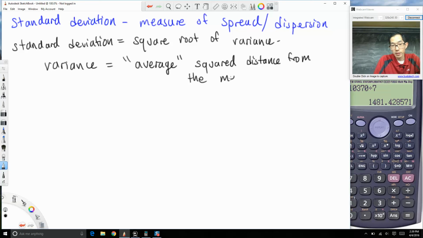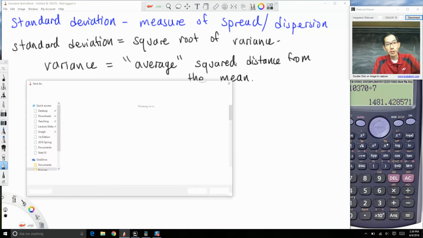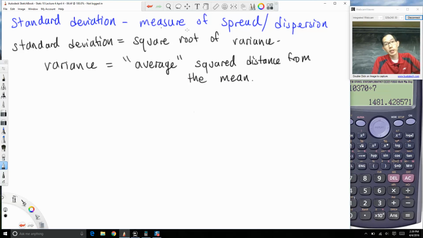So these are two good definitions to memorize, I think, okay? But keeping in mind that the standard deviation, as a big picture concept, is a measure of spread or dispersion. And so let me tell you why the measure of spread or dispersion is an important concept to cover.